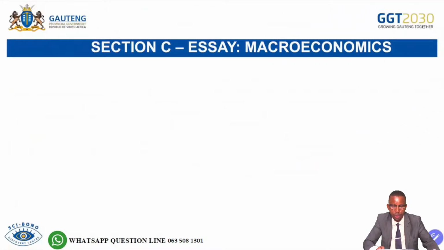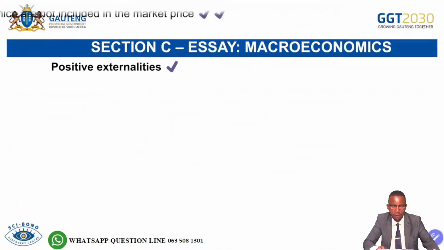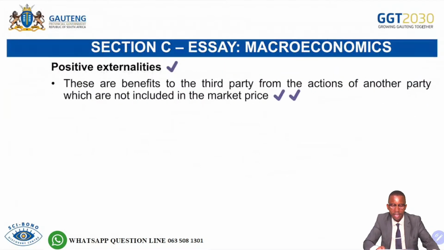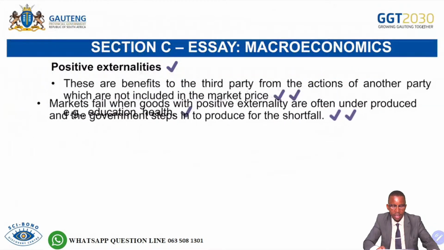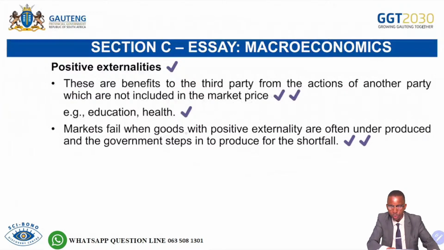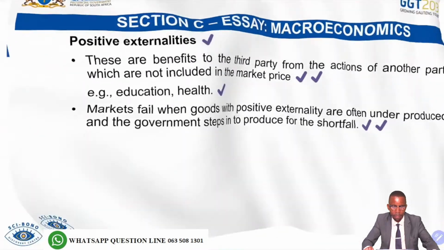And then we continue towards the end of the lesson. Positive externalities are benefits that are enjoyed by third parties that were not included in the initial transaction. They include education and health. The market fails when goods with positive externalities are underproduced, and the government steps in to produce them because of the shortfall.